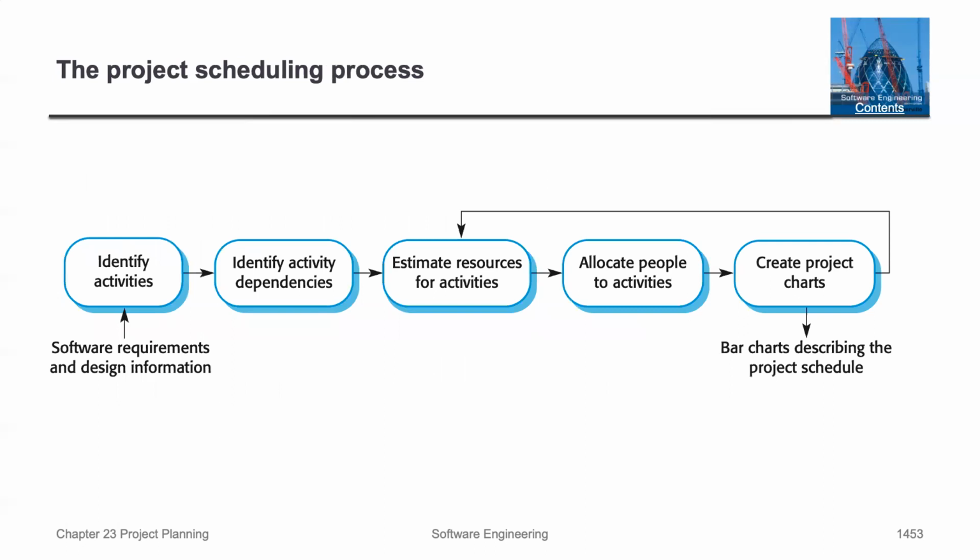So you identify the activities, identify the dependencies, estimate the resources for each, allocate people to the activities, and create the project chart. And this is an iterative process. And eventually you have a bar chart describing the project schedule.